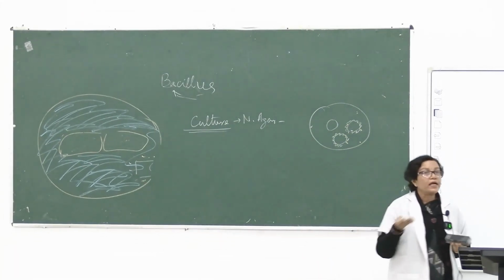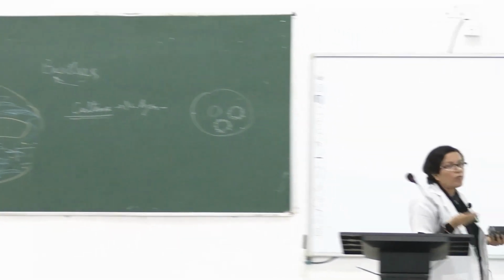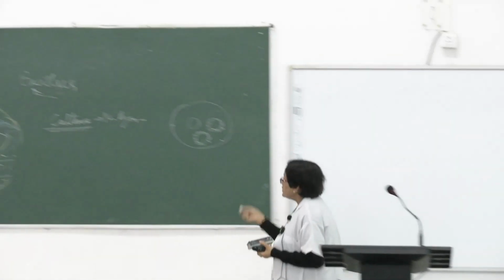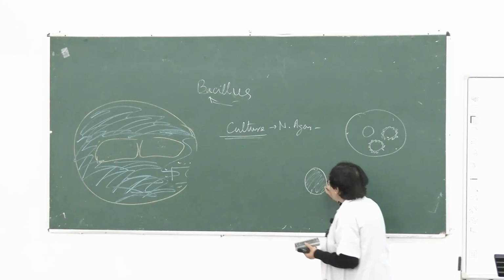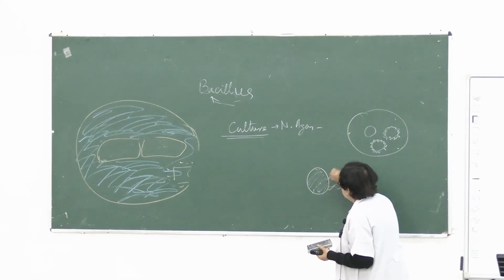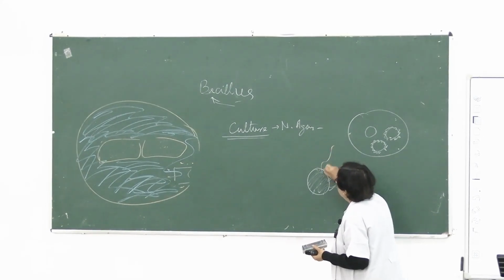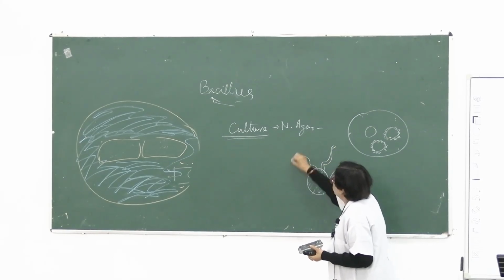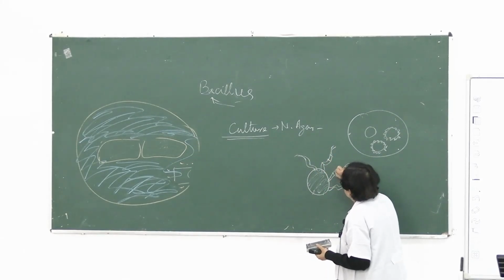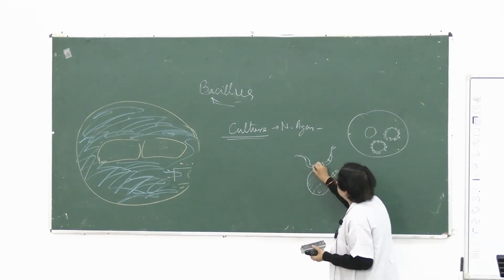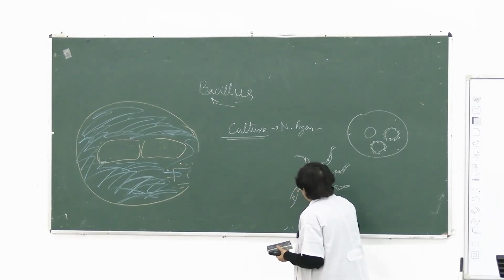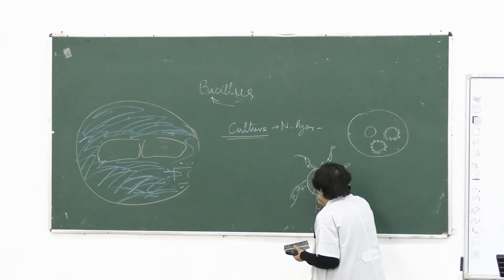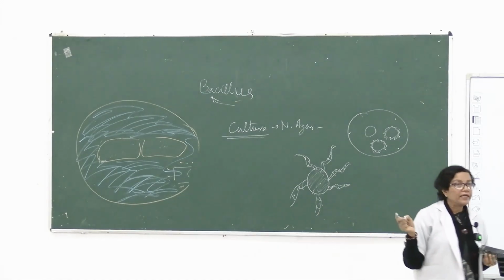If we see the colony under low power microscope, we will see that this is the colony and surrounding it there are chains of anthrax bacilli interlacing each other. It is called medusa head colony.